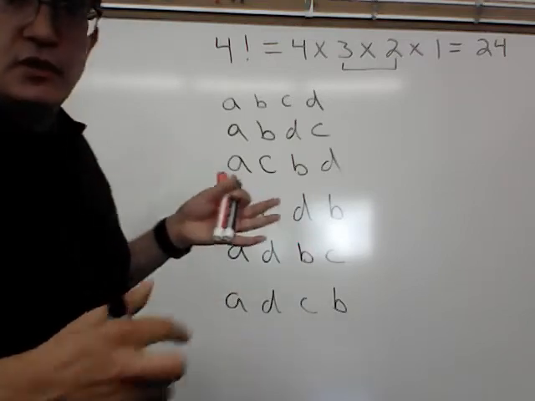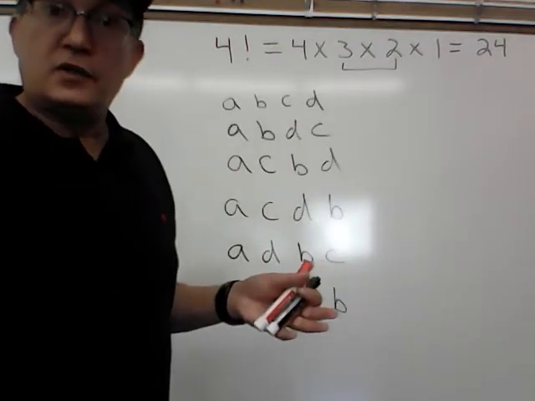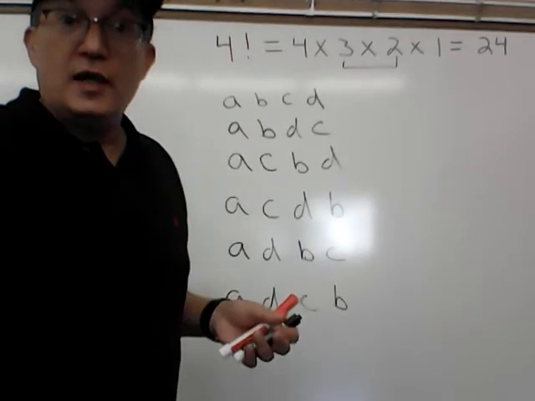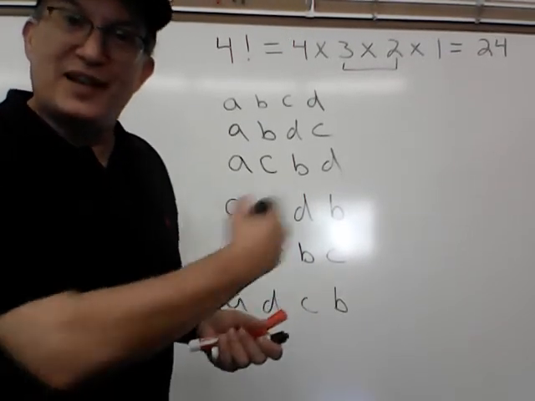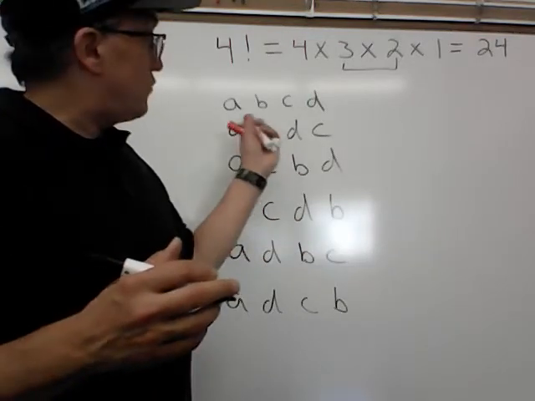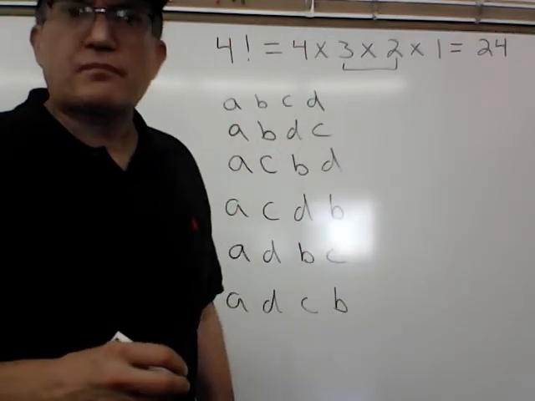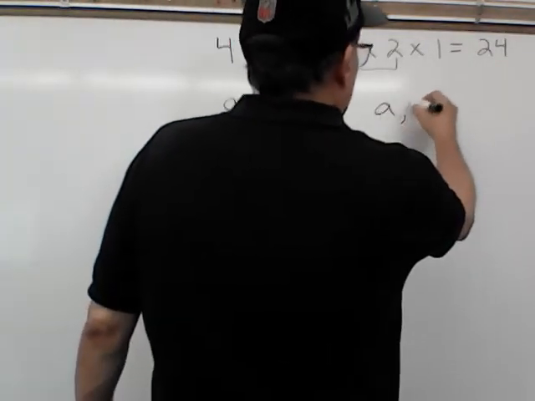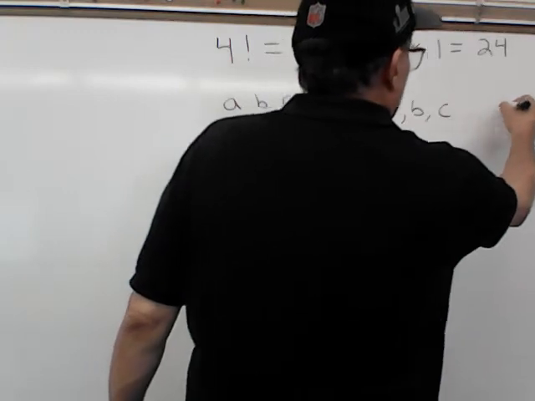The answer to this question, how many different ways can we order A, B, C, D, is 24. It's 4 factorial because there were 4 objects. Now, these are the first 4 letters of the alphabet. Let's imagine the entire alphabet. A, B, C.